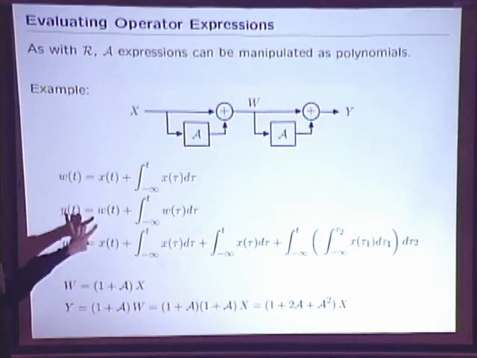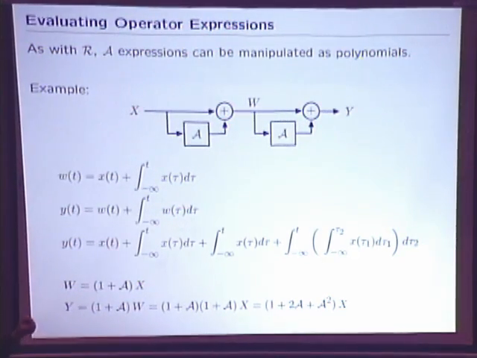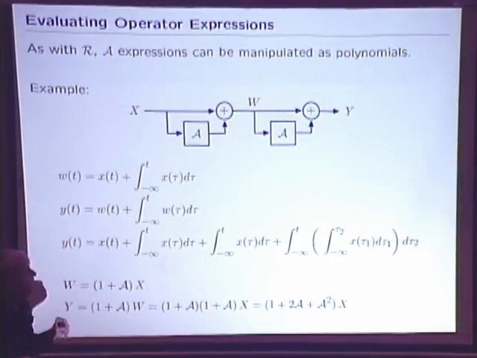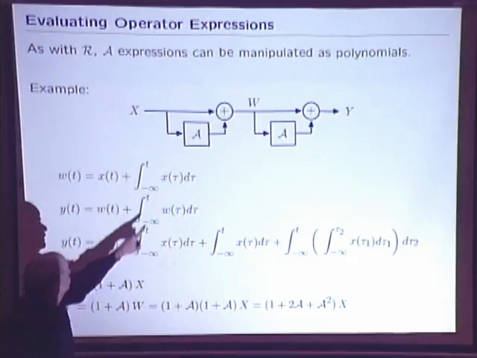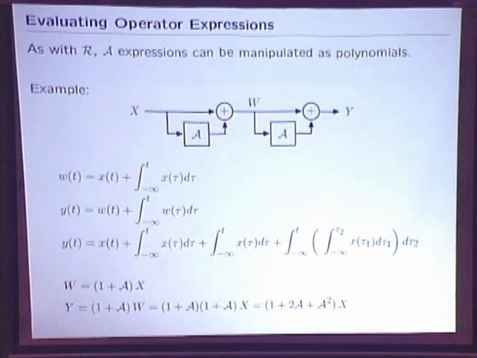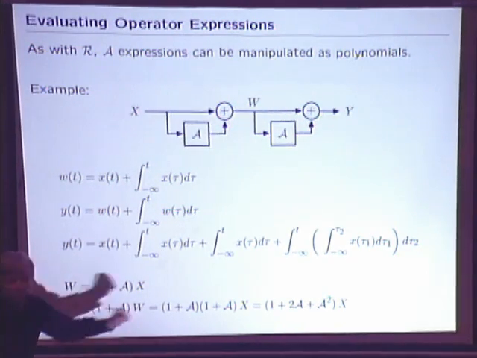And now I can substitute instances of this into here, right? So this W expression could go in there, and that gives me this. If I integrated this W expression once, then I would get the integral of that plus the double integral of that, so that gives me these. And now I think about those things in terms of A's, and I get precisely the same expression. So the idea is, just like R, you can manipulate operator expressions in A just like they were polynomials.